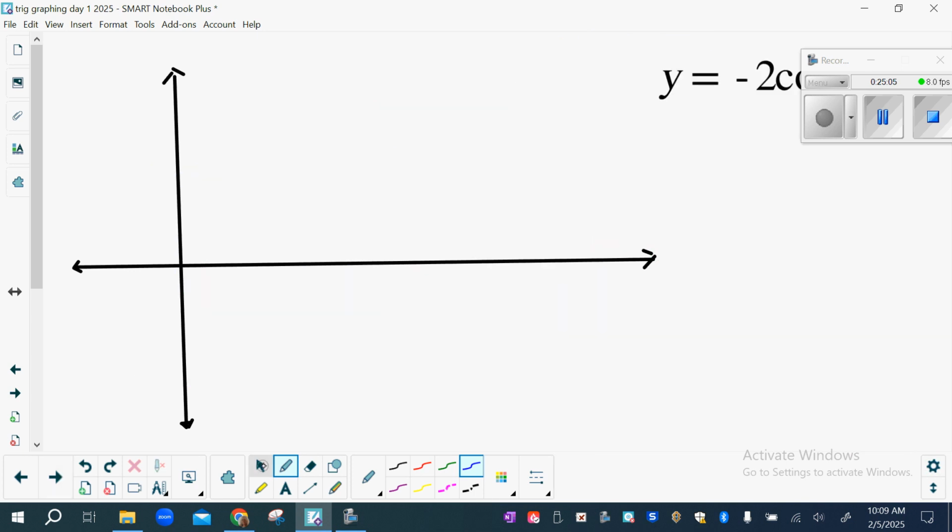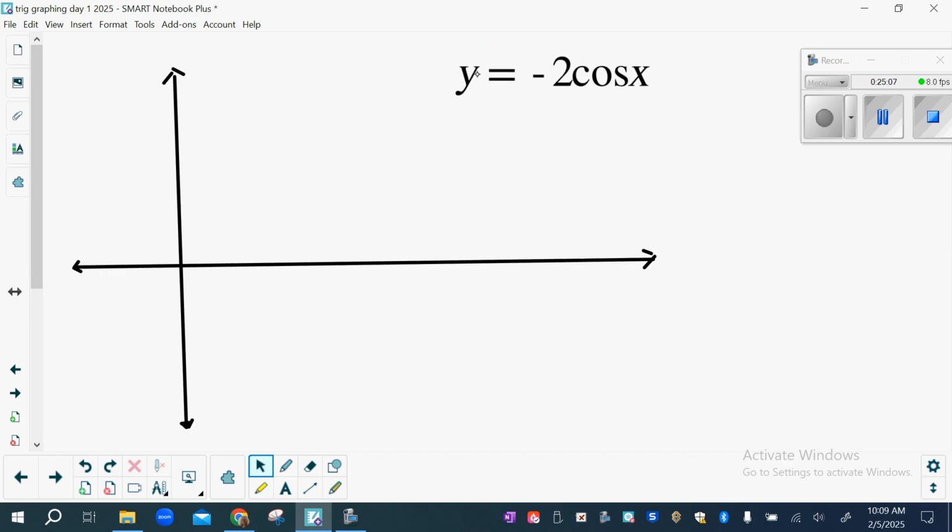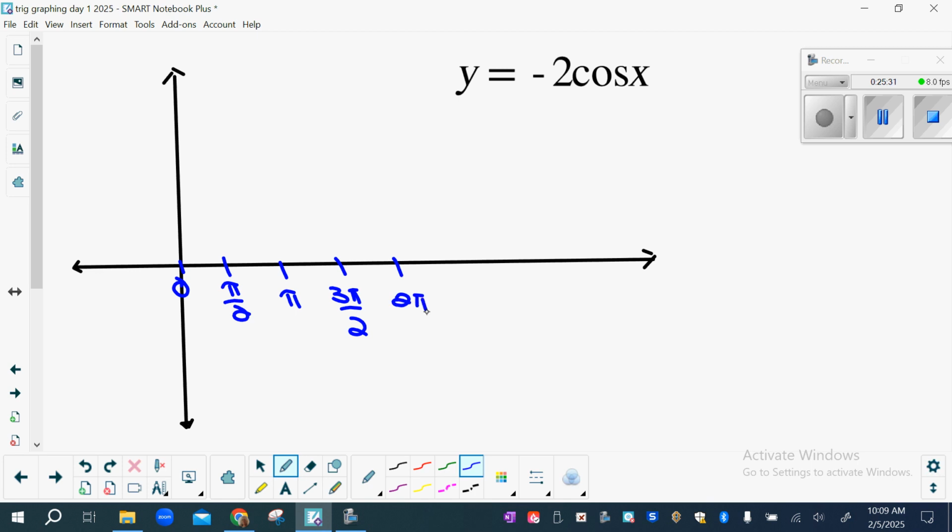Here we go, our last one. How about y equals negative 2 cosine. So first thing we're going to do, let's label our axis. Everyone label their axis. Nice and easy. 0, pi over 2, pi, 3 pi over 2, 2 pi, 5 pi over 2, 3 pi, 7 pi over 2, and finally 4 pi.